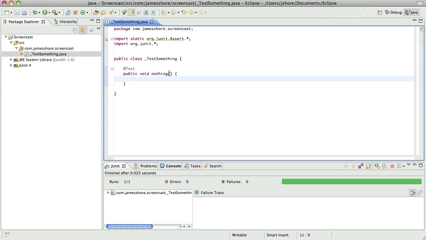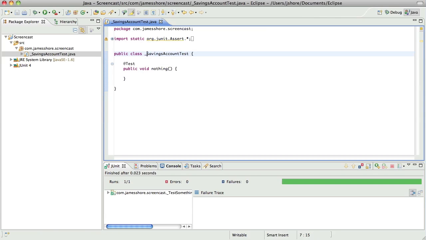What do we want to test? I think the first thing I'd like to do is make a little class that can track a savings account. A savings account is going to have interest, it's going to have taxes, it's going to have things deposited into it and withdrawn from it. This is a really basic idea, but it's a good place to start. So let's go ahead and do that. We're going to rename this, let's just call it SavingsAccount, and we'll rename this to SavingsAccountTest.